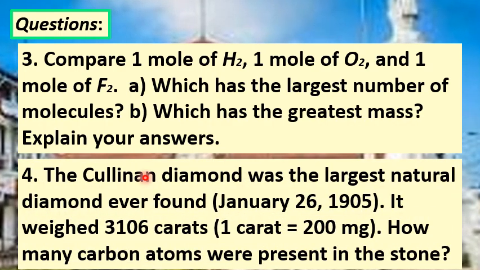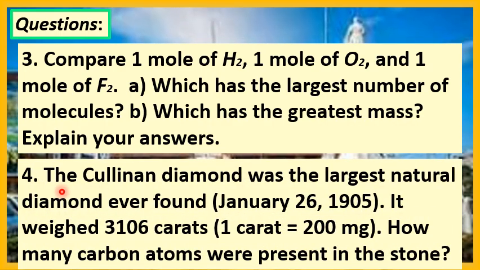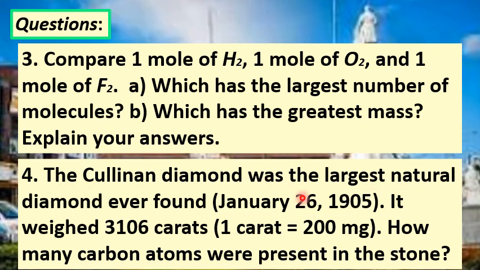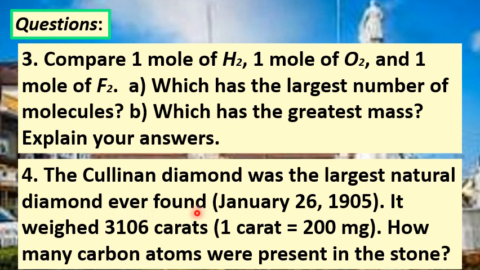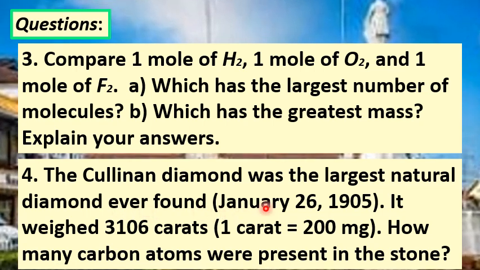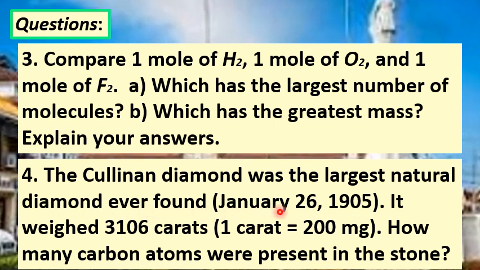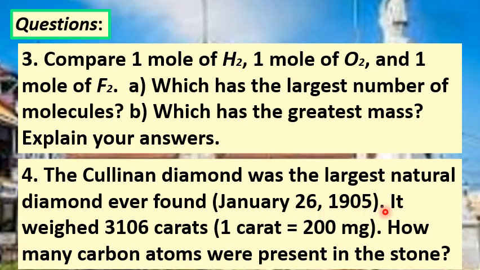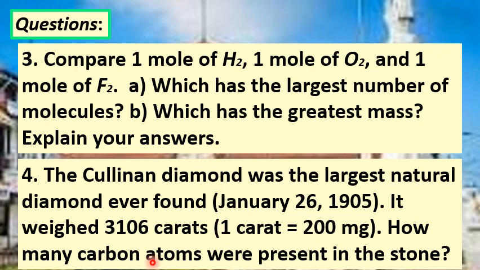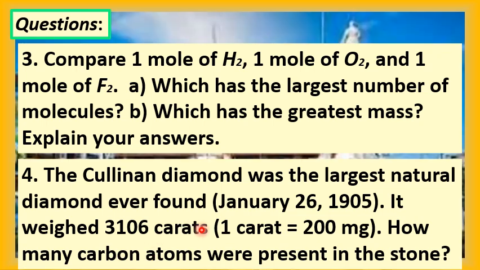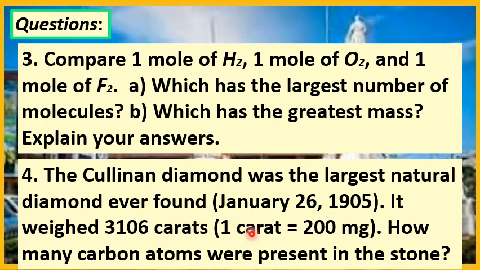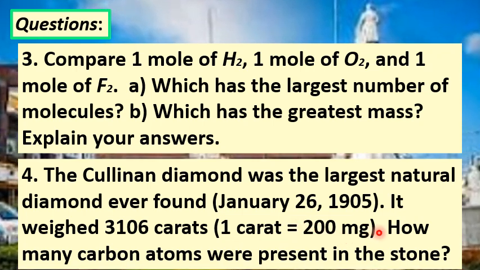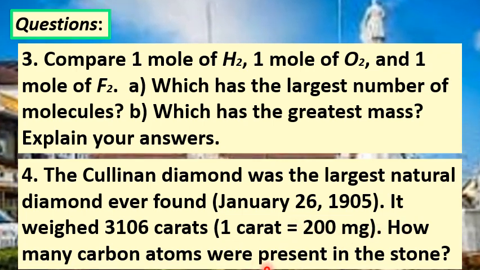The Cullinan diamond was the largest natural diamond ever found, on January 26, 1905. It weighed 3,106 carats, where 1 carat is equal to 200 milligrams. The question is, how many carbon atoms were present in the stone?